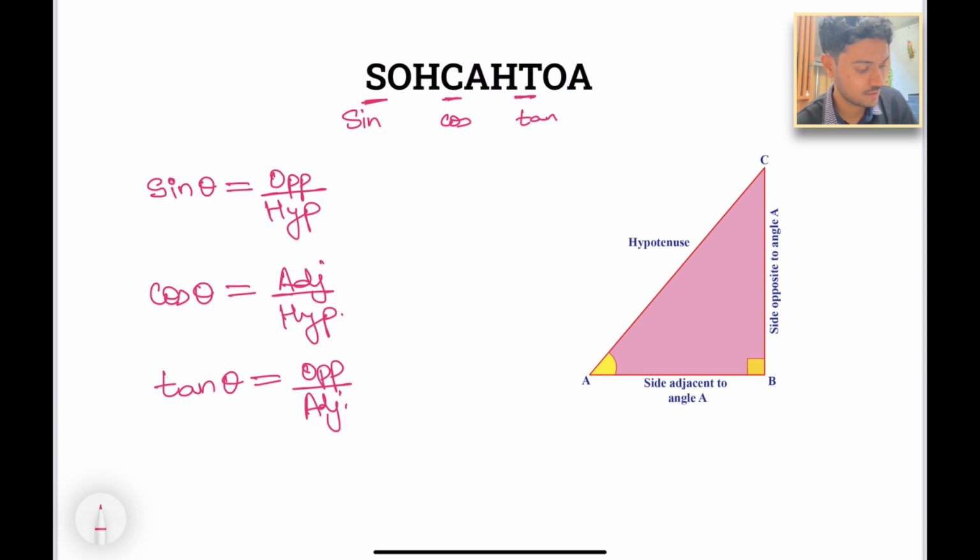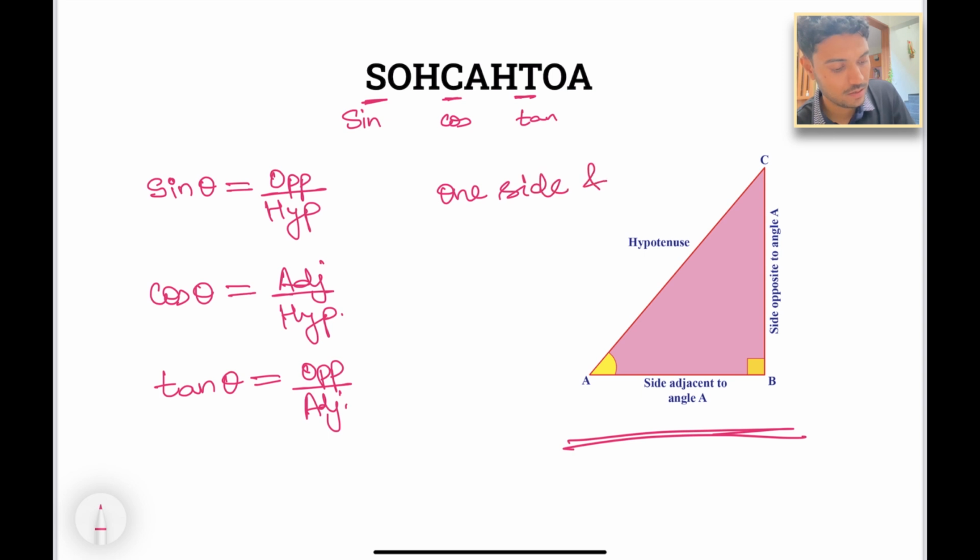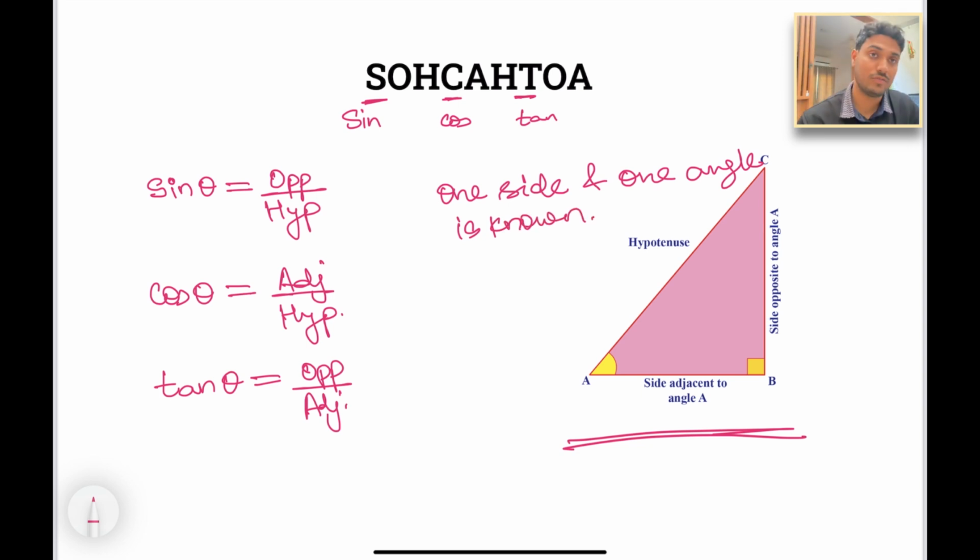So in this right angle triangle, when one side and one angle is known, and when we have to find the remaining sides or the remaining angles, in that case we have to apply trigonometric ratios. For that we can apply the SOHCAHTOA method, where sine is opposite upon hypotenuse, cos is adjacent upon hypotenuse, and tan theta is opposite upon adjacent.